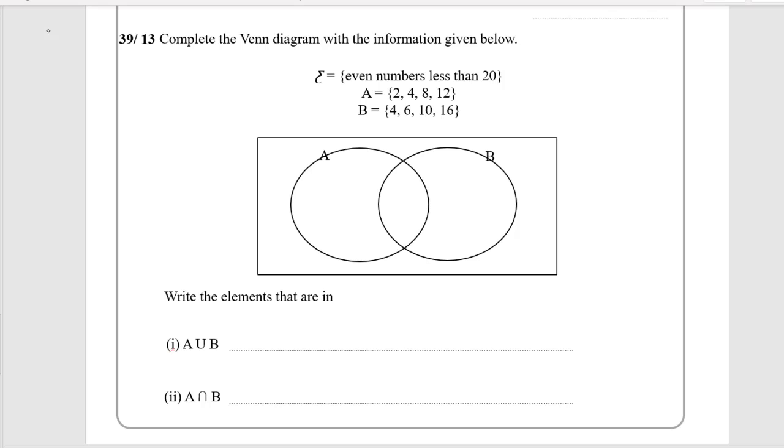So universal set, even numbers less than 20. A is 2, 4, 8, 12, and B is 4, 6, 10, 16. Write the elements that are in A union B. So let's fill out the information first.